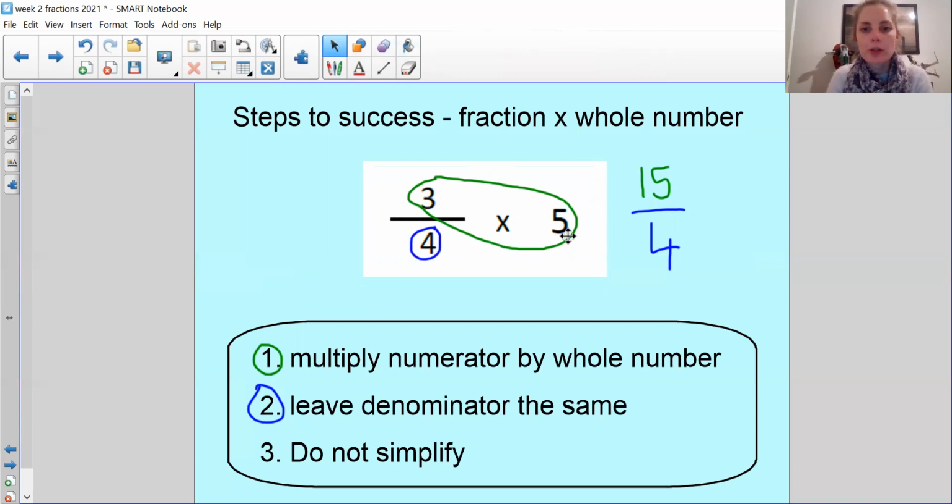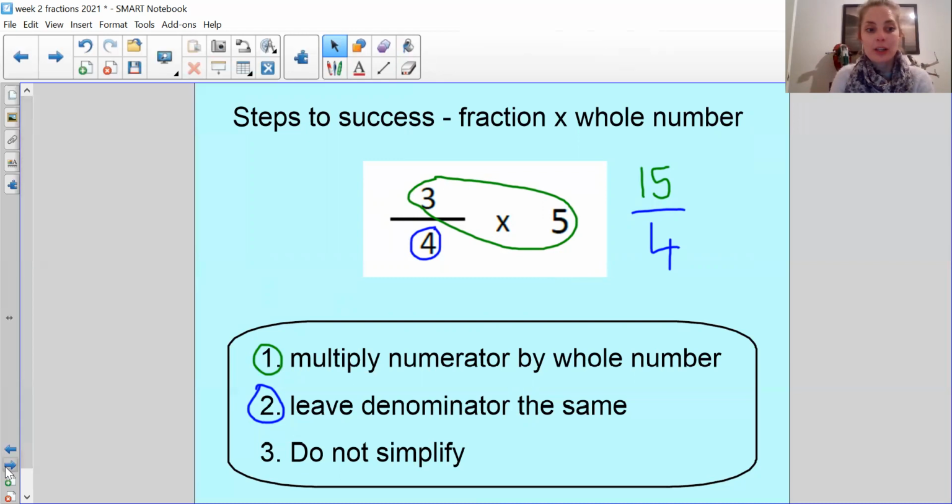If you want, you could also put the 5 over 1, because remember, every whole number has the bottom number, the denominator, as 1. And then you've got a fraction times a fraction. So you could say 3 times 5 is 15 and 4 times 1 is 4. Okay, so that is your steps to success today. So hopefully you can remember those 2 very easy steps.